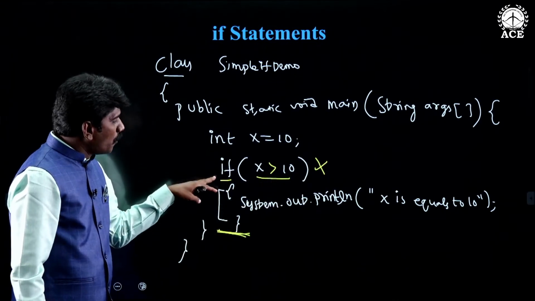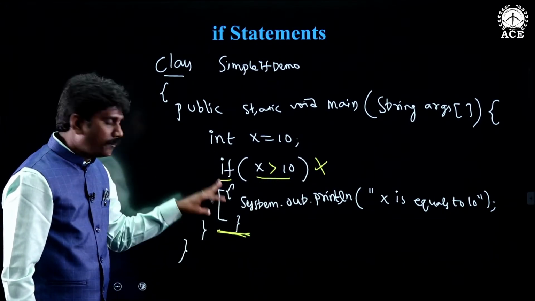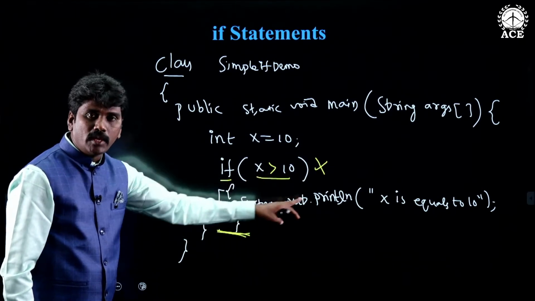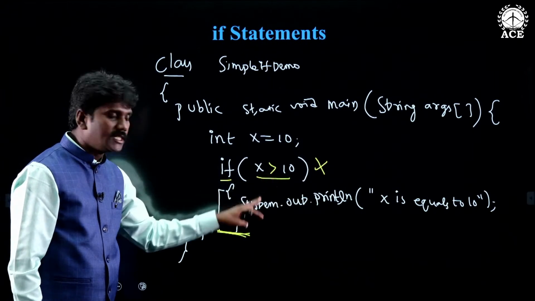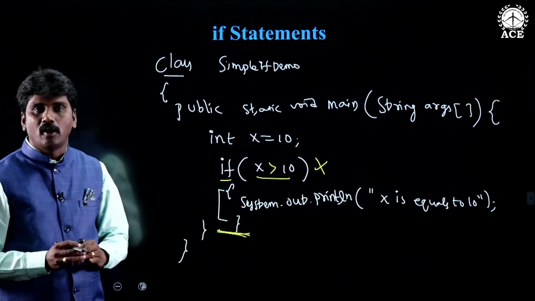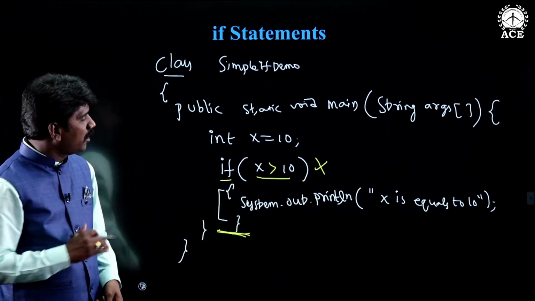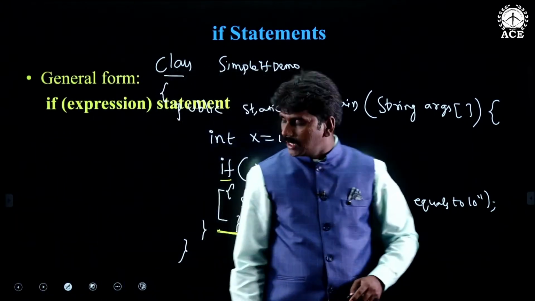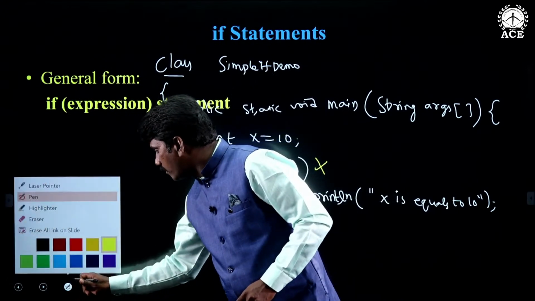So the disadvantage with this is, if the condition is true, we will get some output. If this condition is false, it will not give any output. That is the major drawback. To solve this problem, we have the second kind, which is if else. Let us see that also.